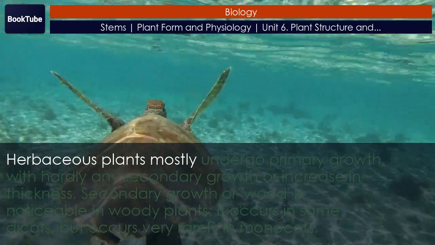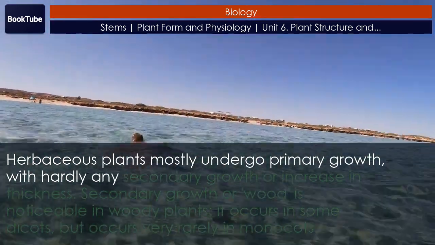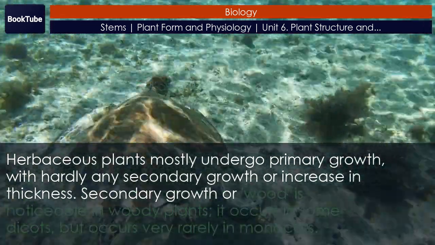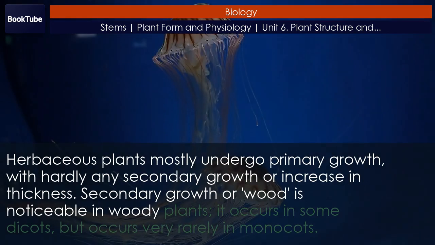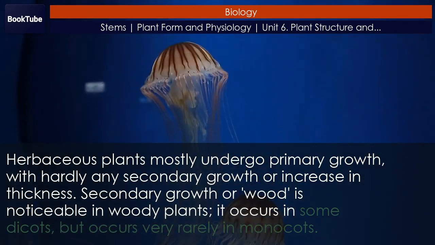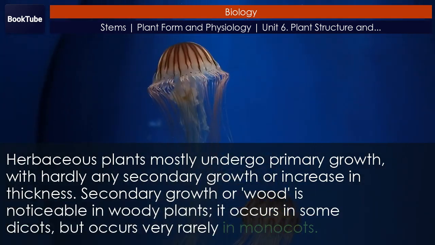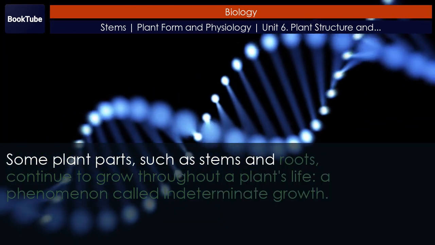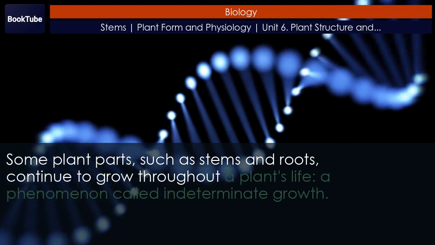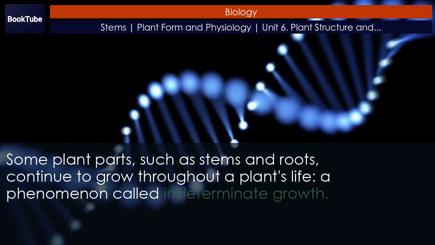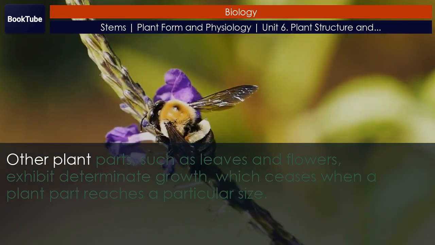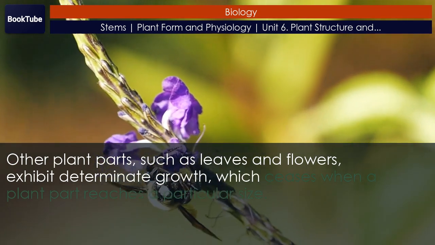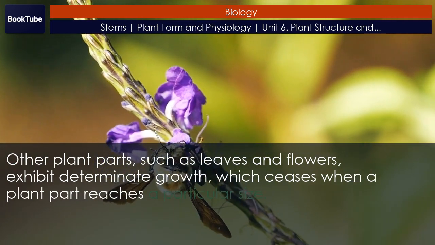Herbaceous plants mostly undergo primary growth, with hardly any secondary growth or increase in thickness. Secondary growth or wood is noticeable in woody plants. It occurs in some dicots, but occurs very rarely in monocots. Some plant parts, such as stems and roots, continue to grow throughout a plant's life, a phenomenon called indeterminate growth. Other plant parts, such as leaves and flowers, exhibit determinate growth, which ceases when a plant part reaches a particular size.